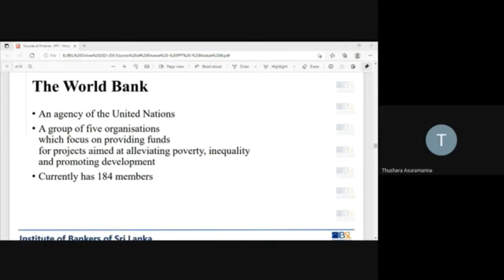The World Bank, yes, they do financing. They do financing support for different objectives. They have different agendas. But you need to know that as an organization, the World Bank does provide financing, and they undertake different aspects of financing.